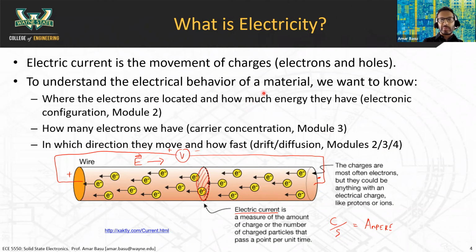All right, so we're going to be building up this model, a very nice picture of how electrons and holes move through materials. It turns out they move using two different mechanisms, drift and diffusion. So we'll get into the details of that later. For this module, we're just doing some of the prerequisites. We're just talking about where the electrons are located and how much energy they have. That's what electronic configuration is.